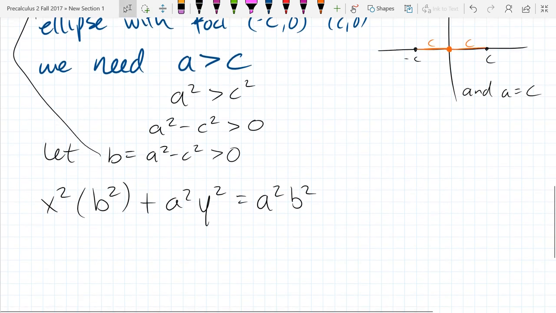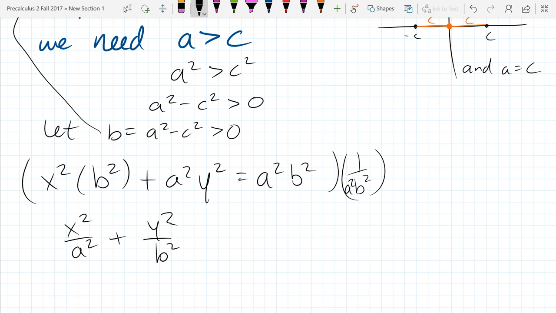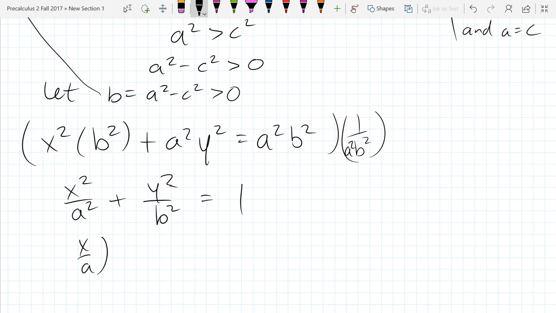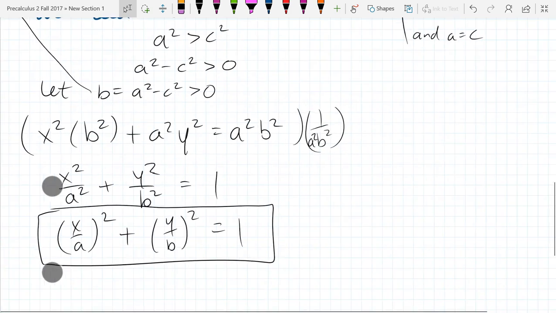And then the last step to make this look like a regular ellipse that you may be used to is multiply by 1 over a squared b squared. So this gives us x squared over a squared plus y squared over b squared equals 1. And you can rewrite it as (x over a) squared plus (y over b) squared equals 1. So that should look a little bit familiar. That's the regular ellipse equation that you may have seen before.